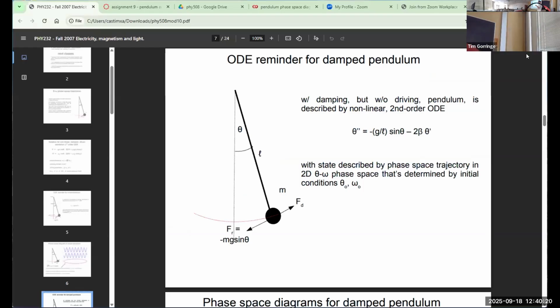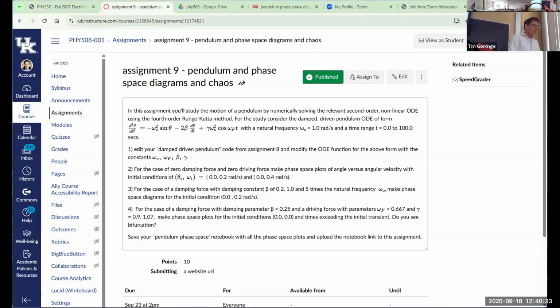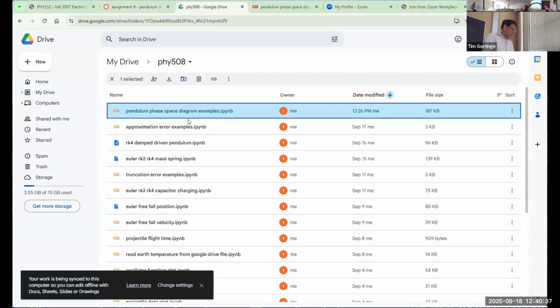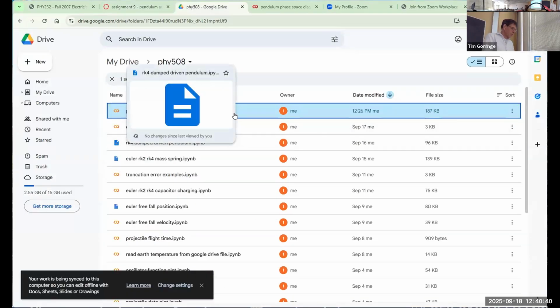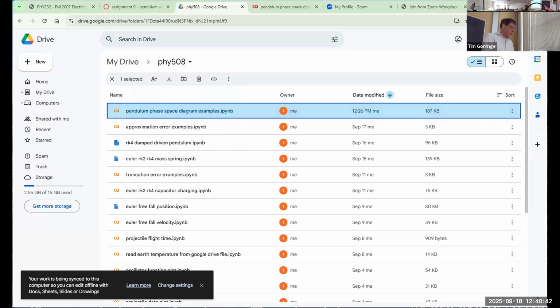in my code. I put one more code in my physics 508 subdirectory. Where are we? Oh, I already opened it actually. Here it is.